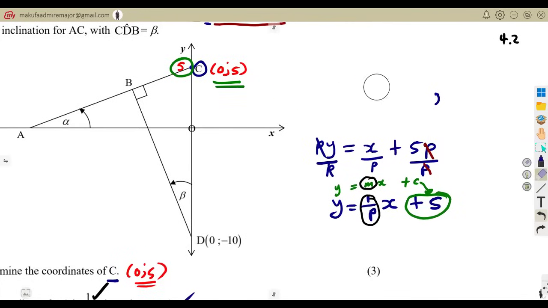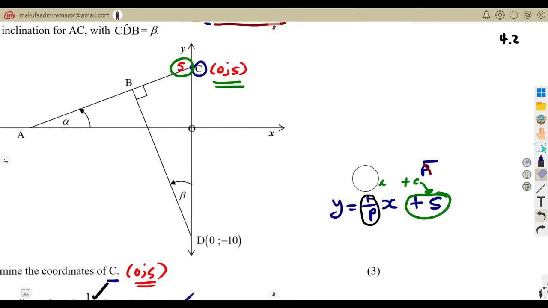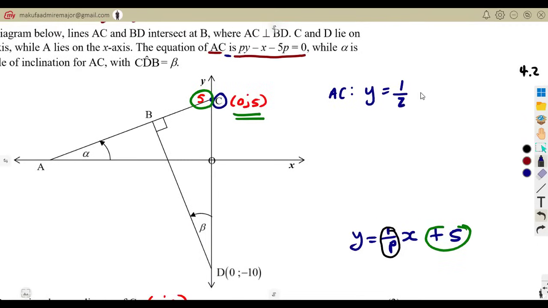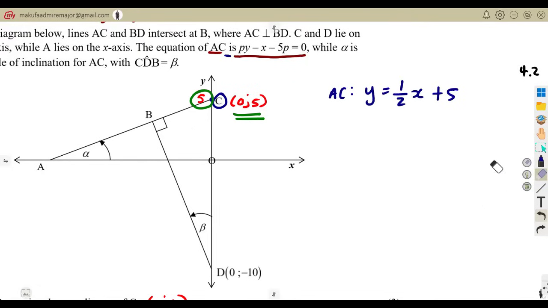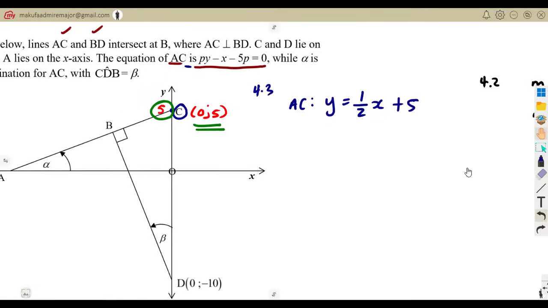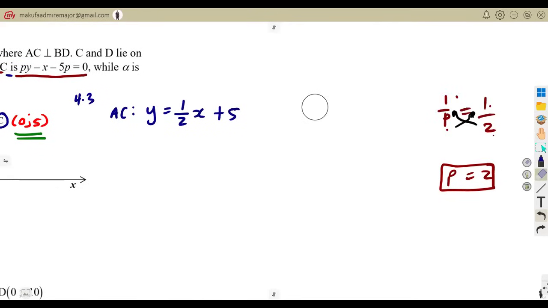All right, that's 4.3. So let's start with this one. Remember, we made this equation in the form of y is equal to mx plus c, the equation of AC. All right, so the equation of AC, we said y is equal to 1 over p. Remember, p is what? Is 2. So that's 1 over 2x, plus 5. This is the equation of AC. All right, by substituting the value of P that we had there. So let's just also remove this part here.